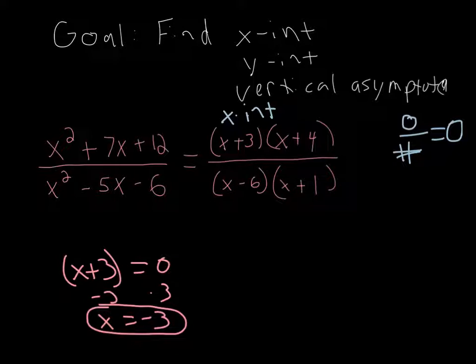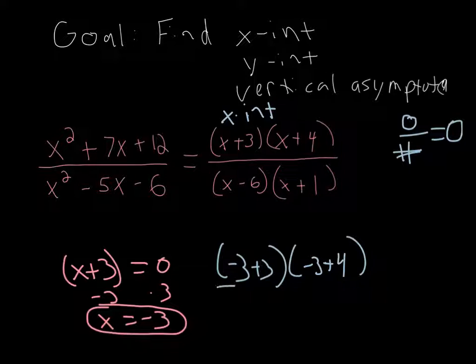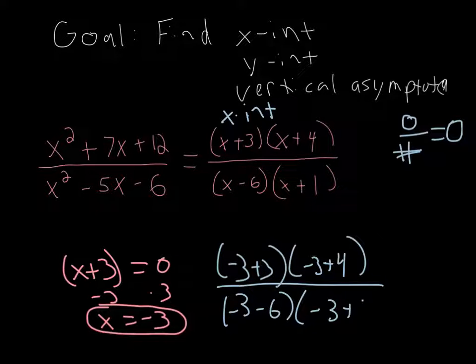And let's check that just to confirm. So I'm saying right now that -3 will make this whole quantity equal to 0. So I'm going to plug in -3 and double check that. So instead of x, I'm going to have -3 plus 3. And once again, that's coming from this location. Instead of x, I have -3. And here will be -3 plus 4 over -3 minus 6, and -3 plus 1.